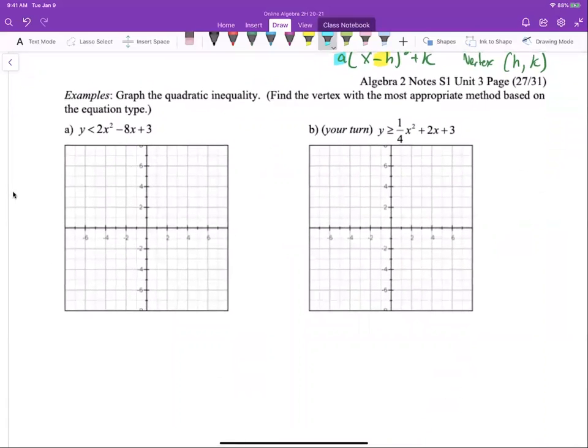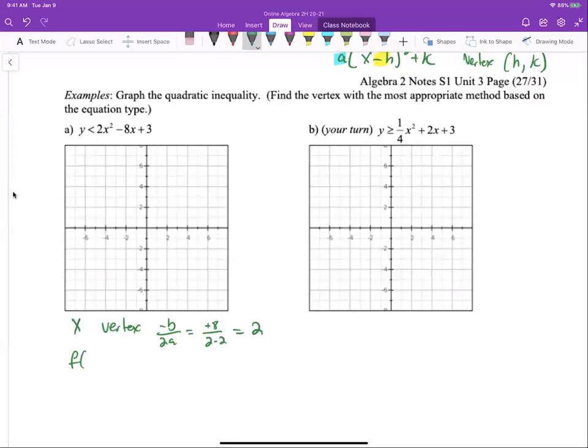The instructions are: graph the quadratic inequality, find the vertex, and use the most appropriate method based on the equation type. Based on the fact that we have this equation, y is less than 2x squared minus 8x plus 3, that is in standard or expanded form. And the best way to graph that is to find the vertex. The x coordinate of the vertex is equal to negative b over 2a, which is positive 8 over 2 times 2. And so the x coordinate of the vertex is 2.